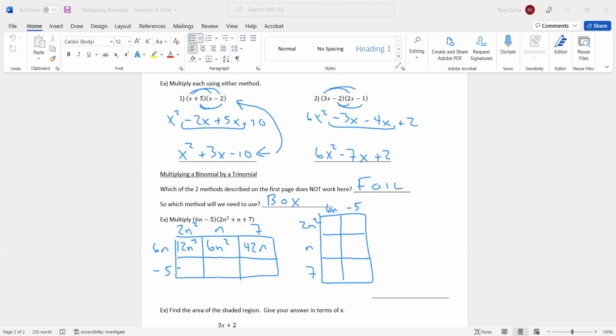-5 times 2n squared is -10n squared. I'm not putting any more n's in, so it's just n squared. -5 times n is -5n. -5 times 7 is -35.